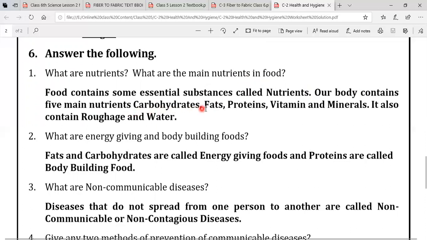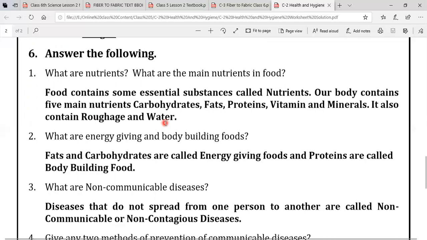Carbohydrates, fats, proteins, vitamins and minerals. So these are the main five components of food. It also contains roughage and water. Here you need to understand carbohydrates, fats, proteins, vitamins, and minerals will provide nutritious value to your body.